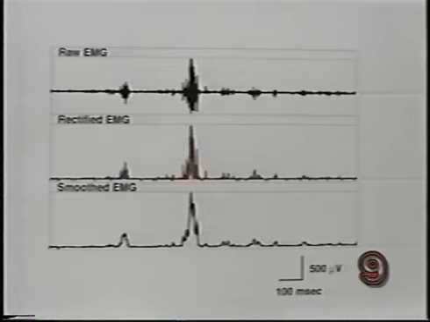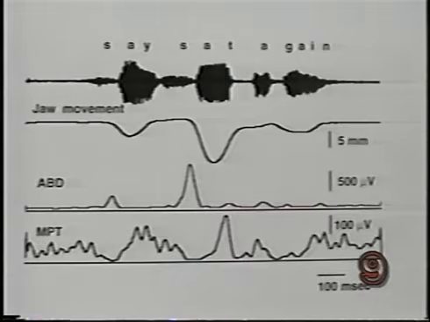Since the rectified signal reflects the random nature of the signal amplitude, smoothing it is useful to extract the amplitude-related information. Smoothing involves suppression of high-frequency fluctuation in a signal. Shown here is smoothing with a window size of 43 milliseconds. This figure shows the data after rectification and smoothing of say sat again. The discrete activity of ABD for jaw lowering and MPT for jaw raising becomes easier to observe.